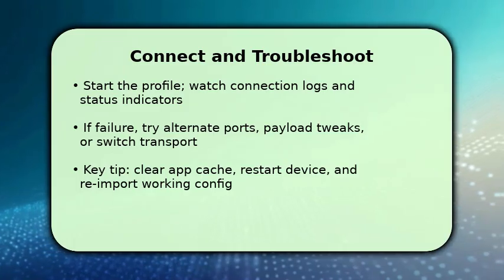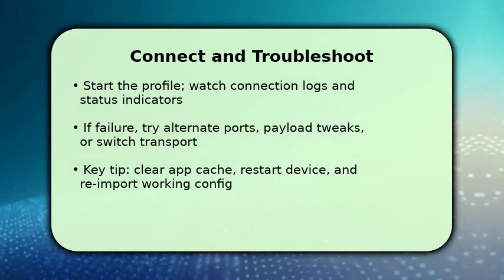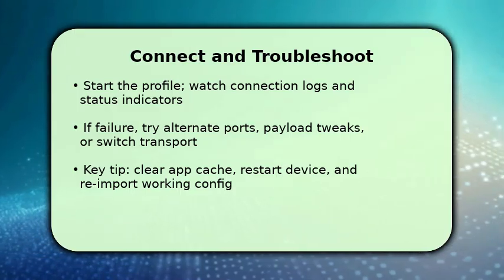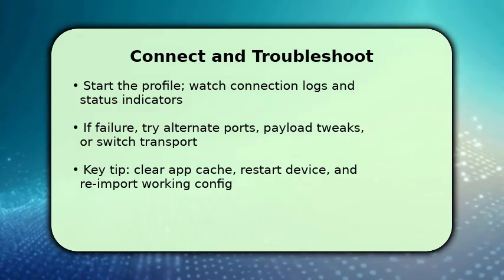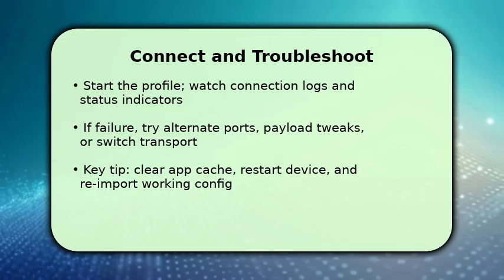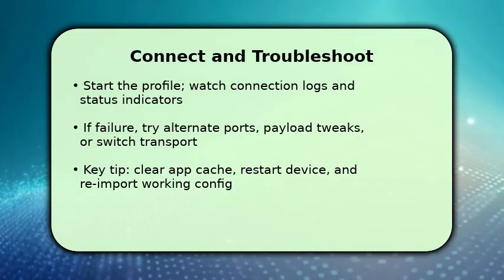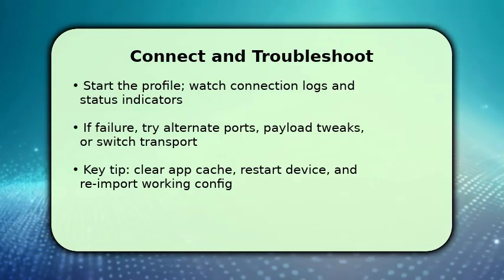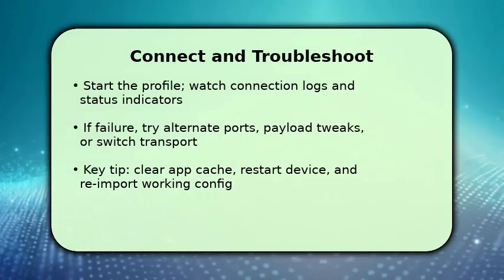If the VPN fails, inspect errors, try a different port or change the payload host and SNI, and switch between TCP and SSL/TLS. Make sure your server is online and credentials correct. If problems persist, clear the app cache, restart the device, and re-import a known working config. That often resolves stale settings.